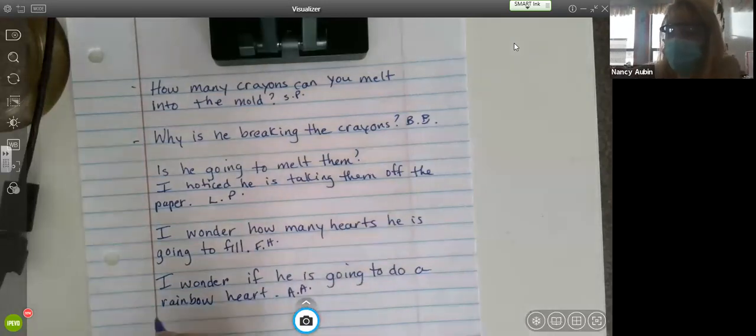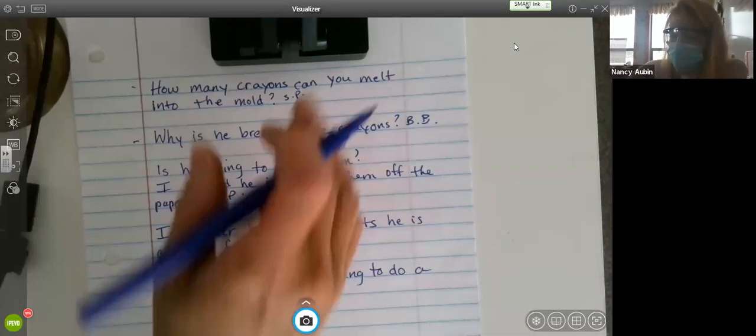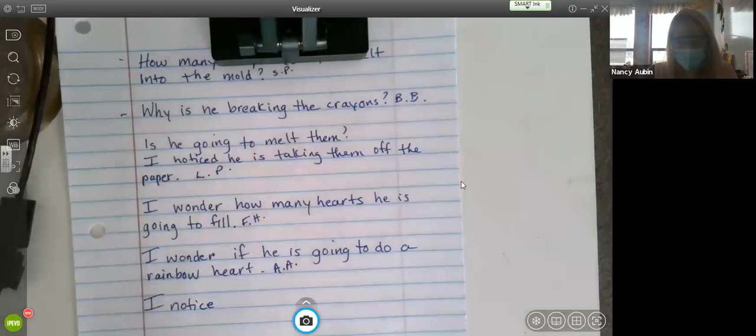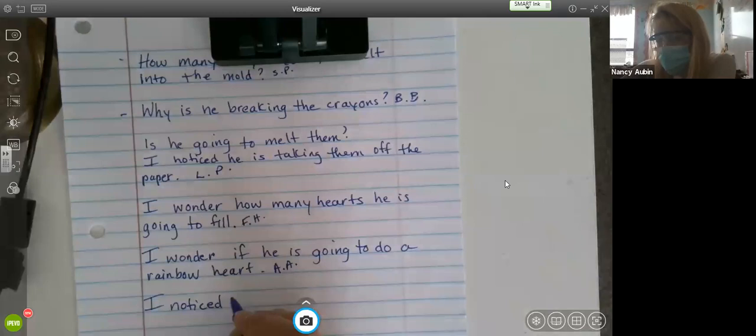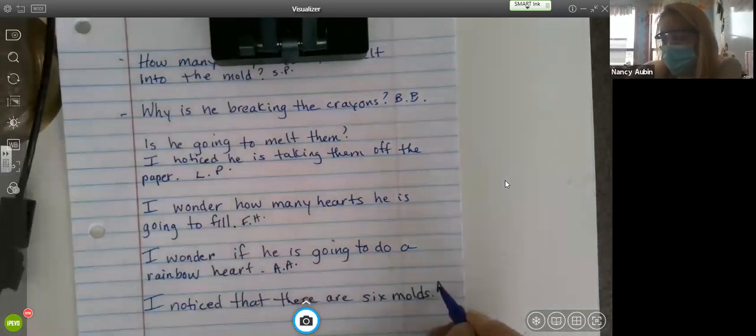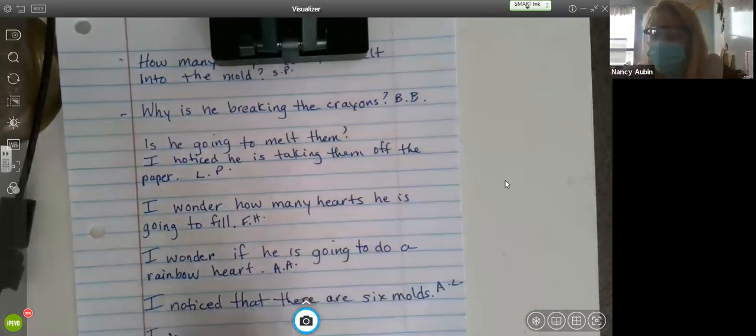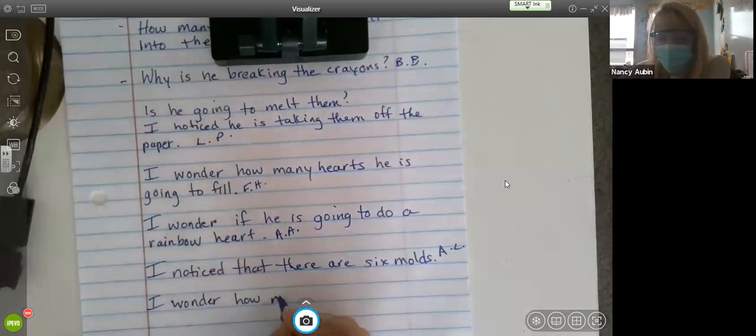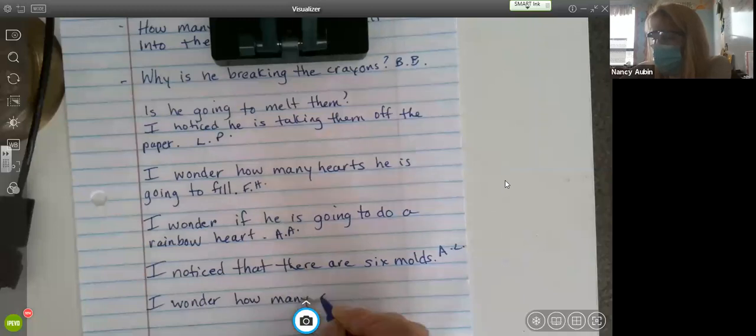I noticed that there were 6 molds. Oh, that's important. I hope you heard what Astria said, and I'm going to move that. She noticed that there are 6 molds. Paxton. I wonder how many crayons there are. Oh, I got some math minds happening now, some thinking. I wonder how many crayons there are.